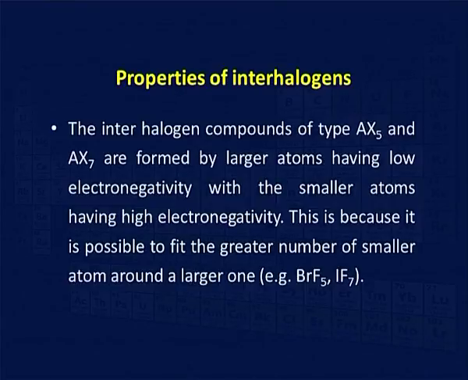The interhalogen compounds of type AX5 and AX7 are formed by larger atoms having low electronegativity with smaller atoms having high electronegativity. This means a combination of low and high electronegativity forms AX5 and AX7, by larger atoms with low electronegativity and smaller atoms with high electronegativity.